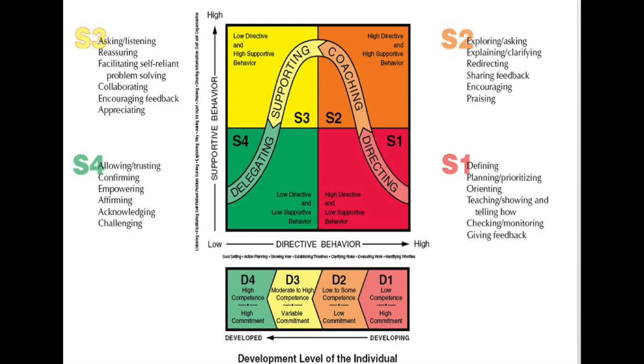In this specific diagram, it highlights 4 aspects of the situational approach: delegating, supporting, coaching, and directing. In each of these quadrants, there are specific activities and characteristics of a leader. For example, when you are delegating, you want to be empowering, acknowledging, and challenging to your employees. But when you're in the supporting phase, you want to be listening and asking good questions. Be collaborative. Appreciate the feedback.